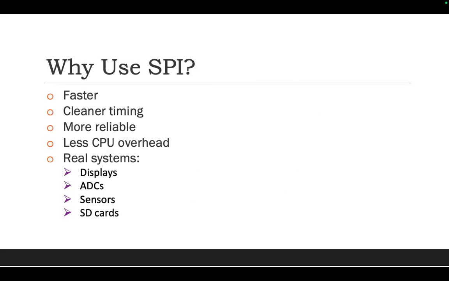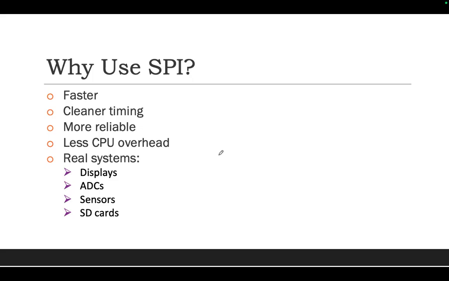Okay. Why use SPI? Because it's faster, has cleaner timing, is more reliable, and has less CPU overhead. And actually, many real systems use SPI as a communication protocol. For example, displays, ADCs, sensors, and SD cards all use the SPI communication protocol. Any questions so far?